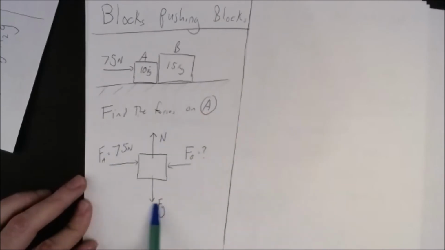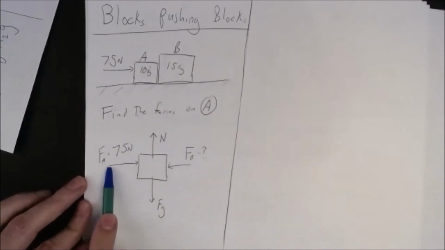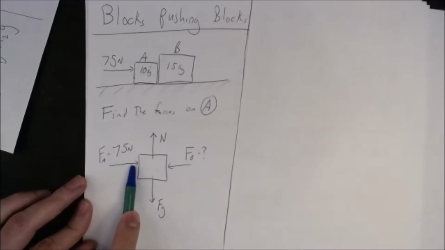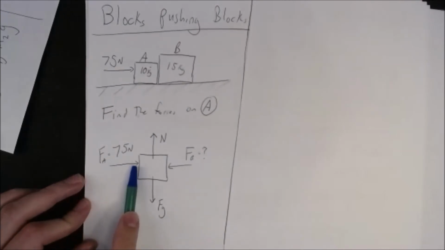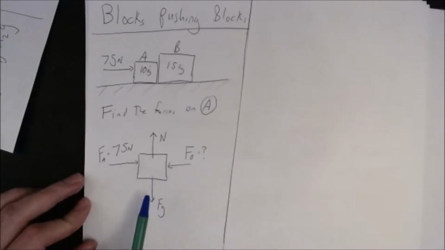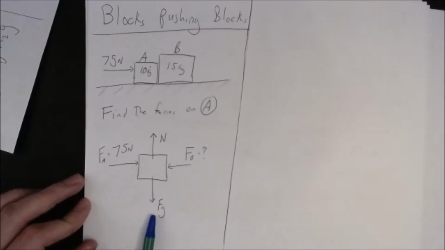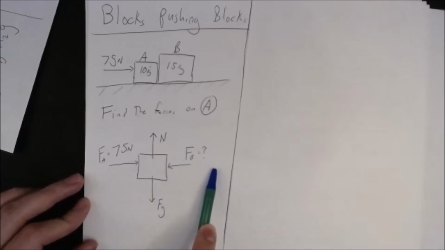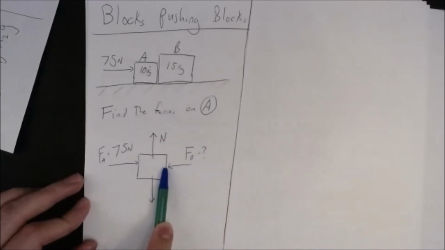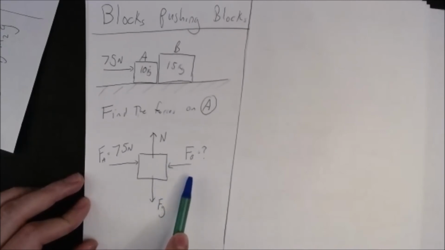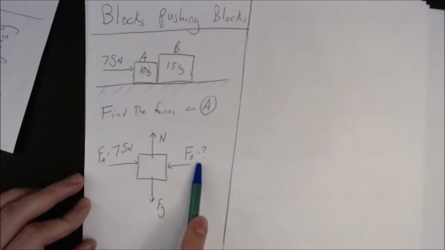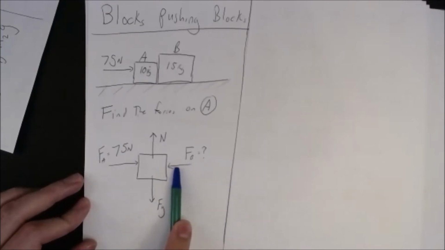If we make a quick free body diagram, we can say that there is a 75 newton force pushing on the block. There's the force of gravity trying to pull it down through the table. There's the normal force preventing it from falling through the table. And there's a force from block B saying, I don't want to get pushed. If you push on a wall, then the wall pushes back on you. If block A is pushing on block B, then block B is therefore pushing on block A. And so there has to be a force from block B.